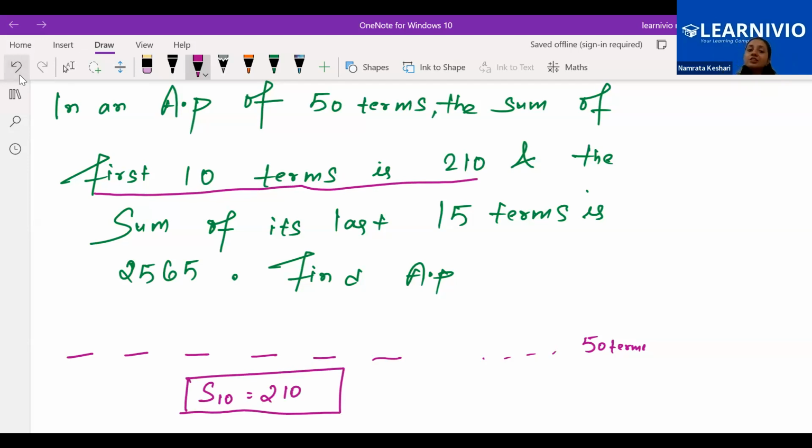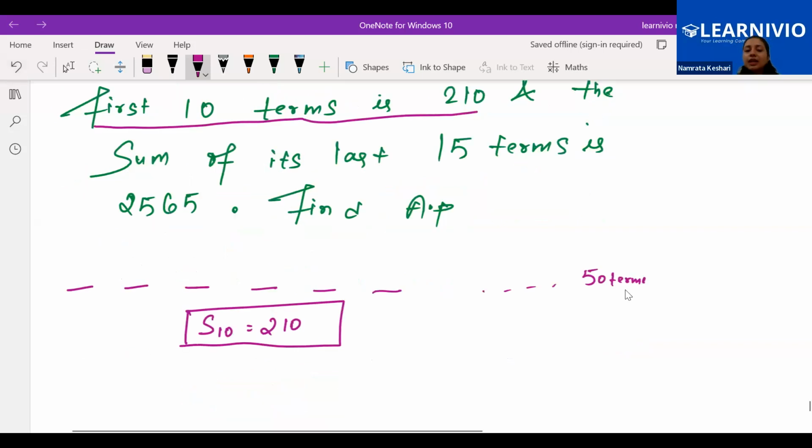The sum of last 15 terms. In the previous class I was explaining to you that this formula is only applicable for the sum of first n terms. Okay. Sum of last 15 terms, we are not able to use this formula. We cannot say S15. Okay, so what will we be doing now?